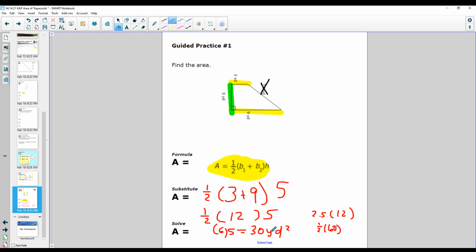There are so many ways to solve this. So you just have to figure out which one's easier for you. I like finding an easier number to do half of something, like half of 12, 6 times 5 is 30. Or 12 times 5 is 60. Half of 60 is 30 square yards. And that's how you find the area of a trapezoid.